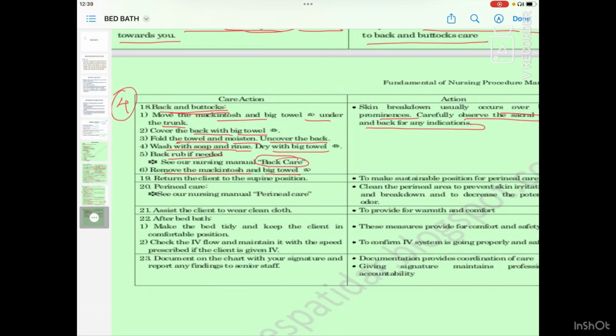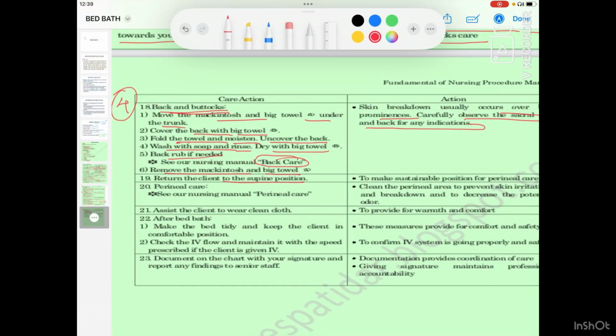And last, return the client to the supine position. Again we are coming to the patient in the supine position, then make them comfortable. The fifth one is giving perineal care, care to the perineal area. See our nursing manual. Perineal care is very important, and back care is also very important. So I will take it later.